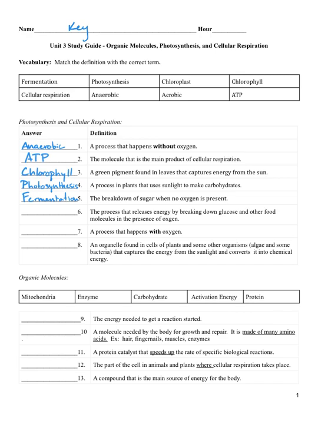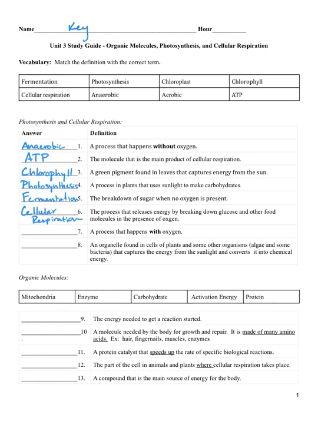Number 6 says the process that releases energy by breaking down glucose and other food molecules in the presence of oxygen. So we know oxygen is present for this process. That means that it's cellular respiration. Remember that oxygen is the electron accepting part at the end of the electron transport chain, and that's why we make water as a waste product.